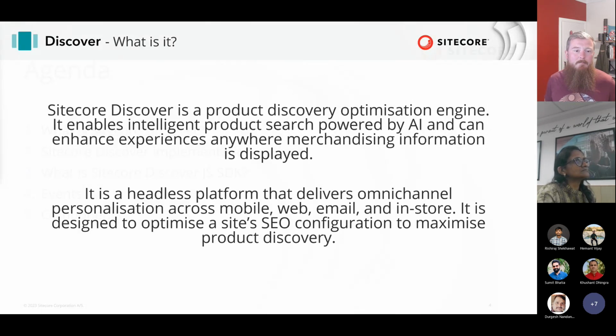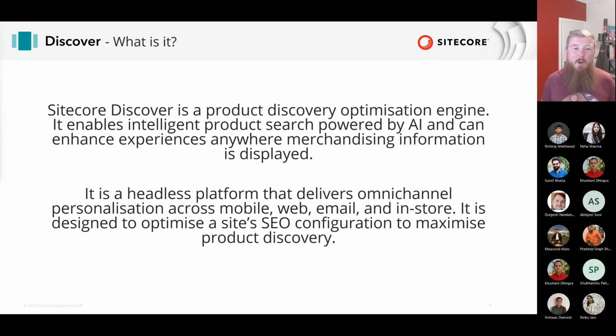So let's get started. If you go to the developer portal today, this is how it describes Sitecore Discover. Basically, it's a product discovery optimization engine, and it's all powered by AI on the back end. The idea being that you're displaying the right products to the right users and always at the right time. And it works across channels, whether that's mobile, web, email, or in-store. The aim is to maximize the product displays you're showing to help drive revenue and help conversion.